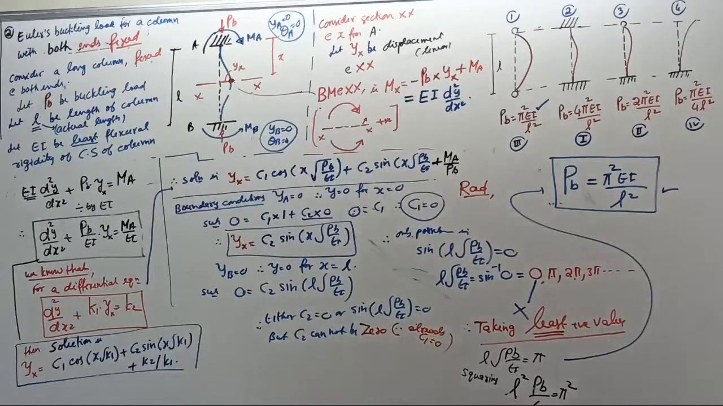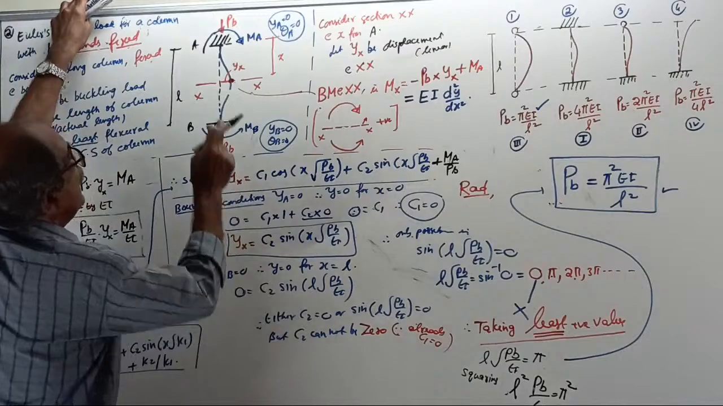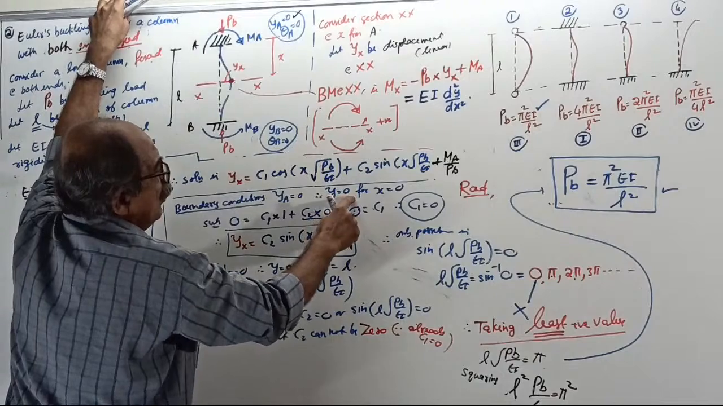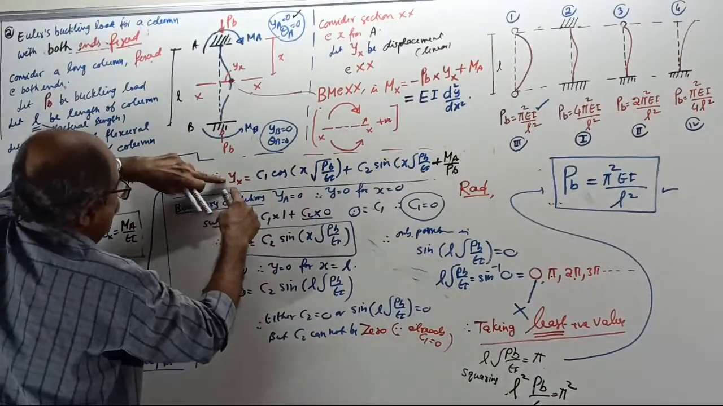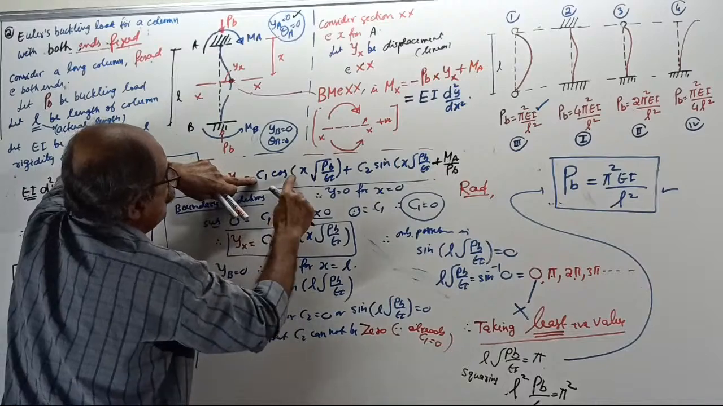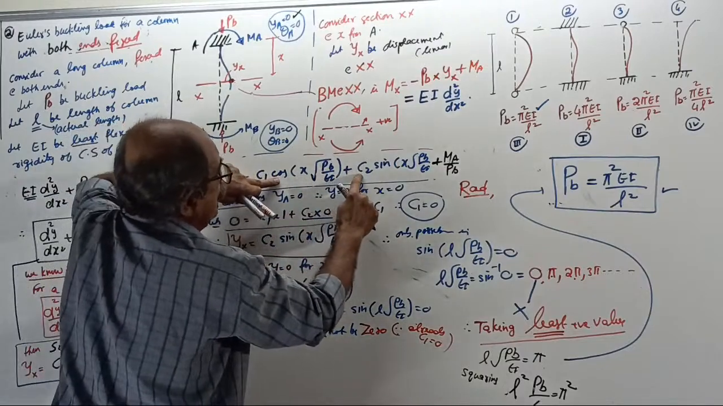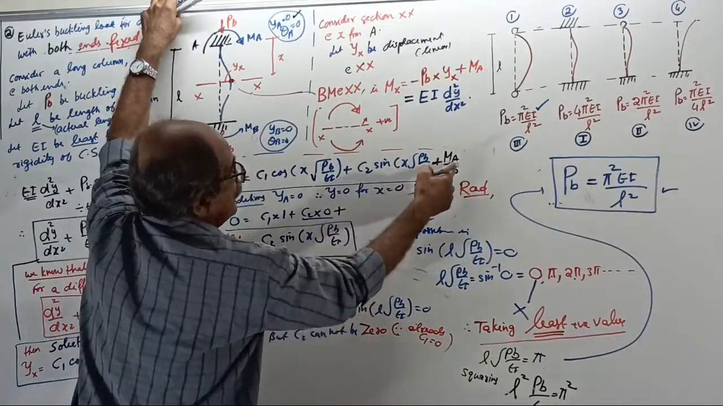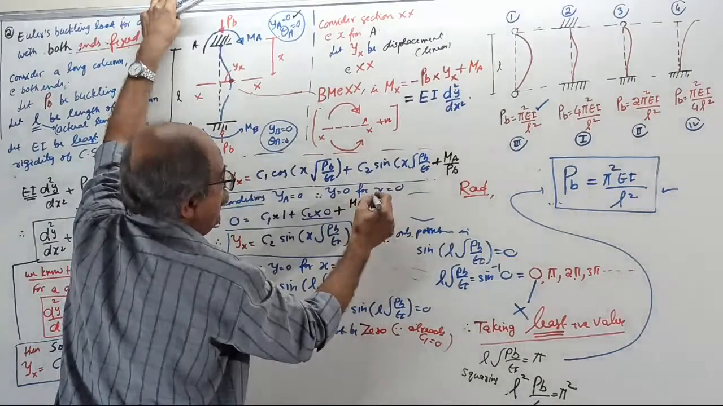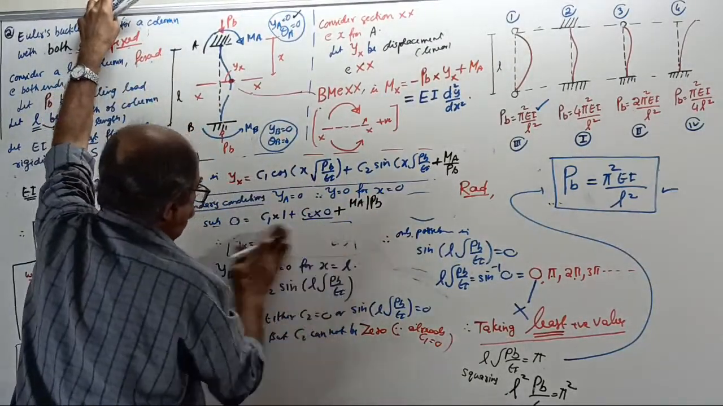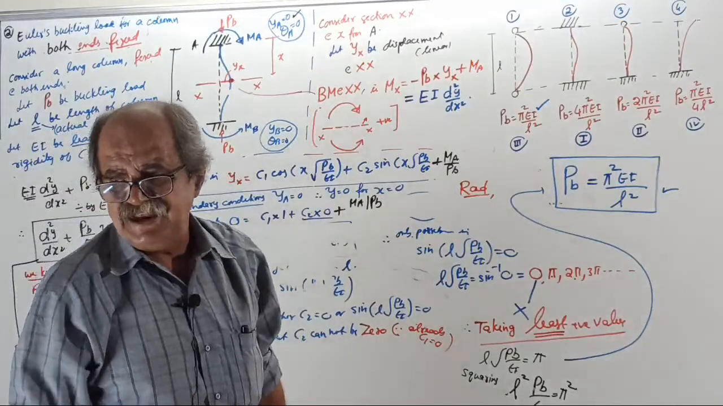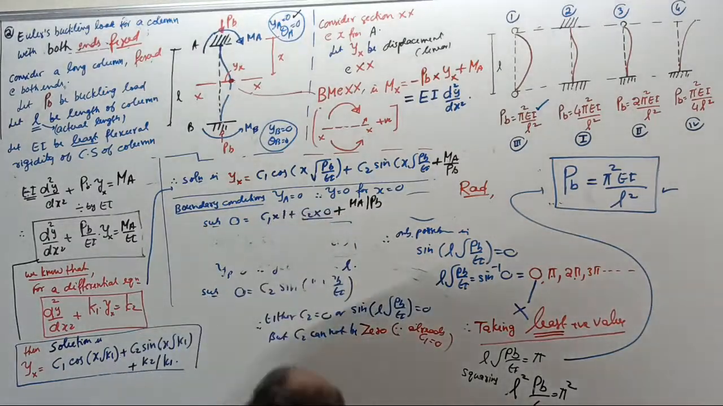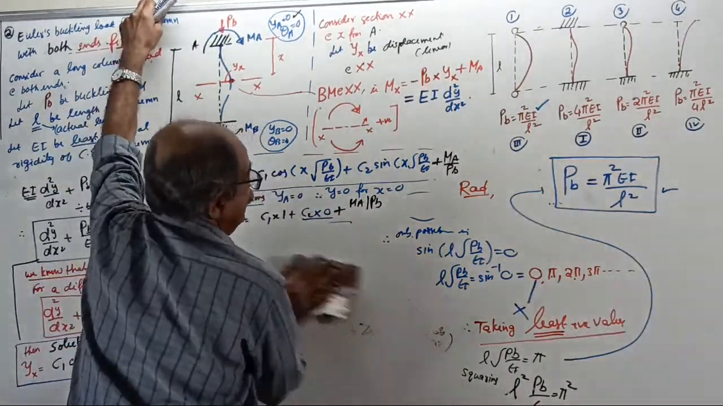Okay, now start. Put the boundary condition. Deflection at A is 0. Y becomes 0 for X equal to 0. So 0 equal to C1 into cos 0, which is 1, plus C2 into sin 0, which is 0, plus MA by PB. Therefore, now the equation will change. I can't use the last one, because now the values are different.